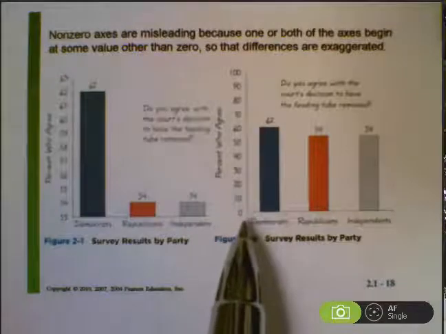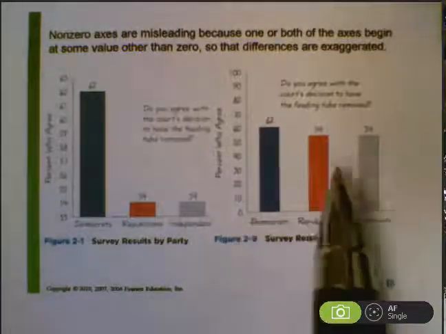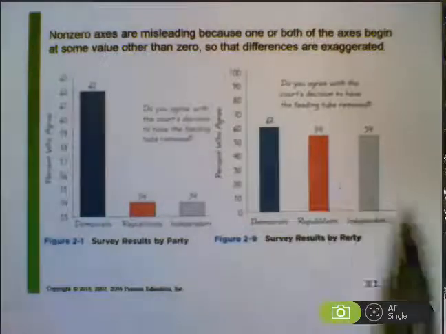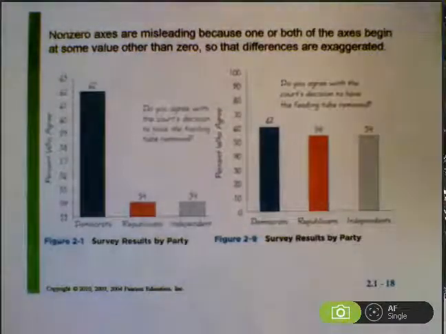When the vertical axis does start with zero, you can see there wasn't a whole lot of difference between Democrats, Republicans, and independents on this issue.